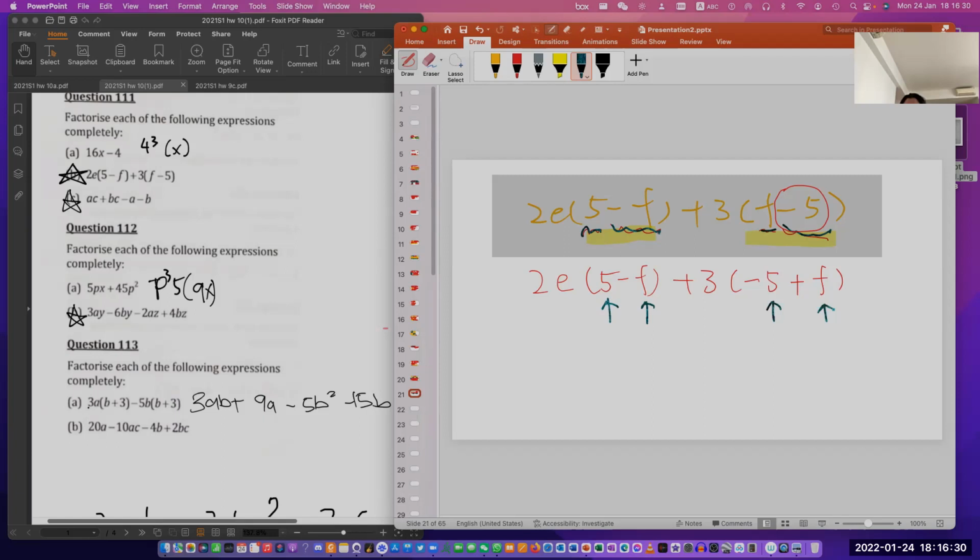So position wise, they are the same already, but still not exactly the same, because you still have minus 5 plus f, and over here you have 5 minus f. They are still not the same. Position wise, yes, but still not the same. If they are not the same, you cannot say they are common and take it out. So therefore you need to make them common. How? Let me continue.